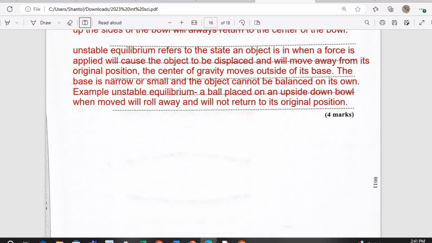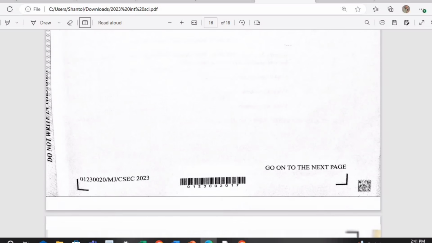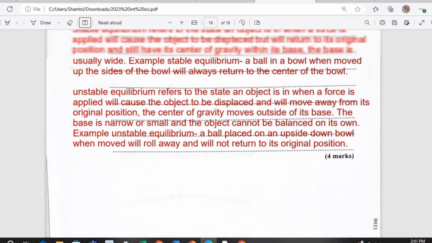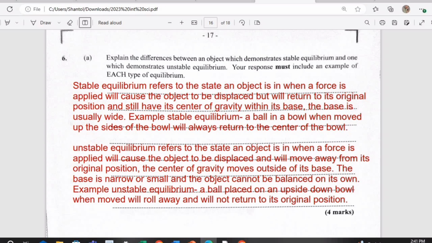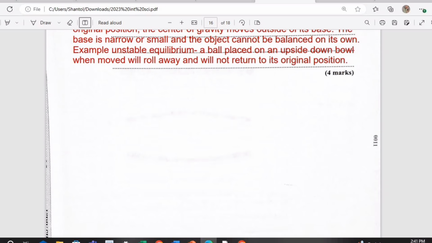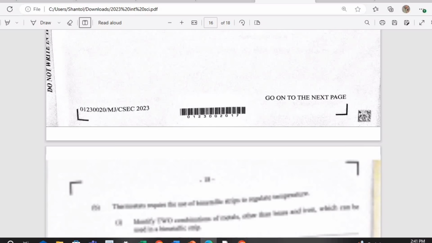So that's 4 marks. For you to get all 4 marks, you must explain something similar. My definitions may have been a little wordy or in depth, but if you said anything along those lines and you gave a solid example, you should have gotten your 4 marks.